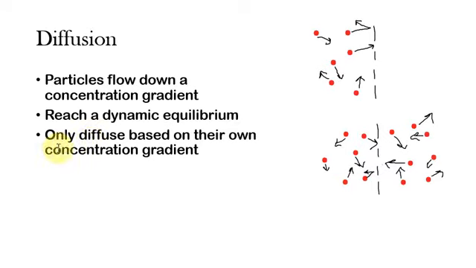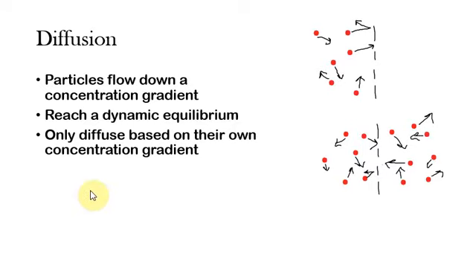The last important thing to understand is that particles only diffuse down their own concentration gradient rather than on the overall concentration gradient. If there's a lot of one particle in one area, but even more of another type of particle in the other area, the first particle will still travel into the second area, even though it's a higher concentration of solutes, just in general.